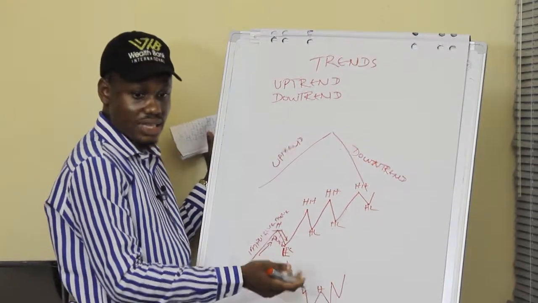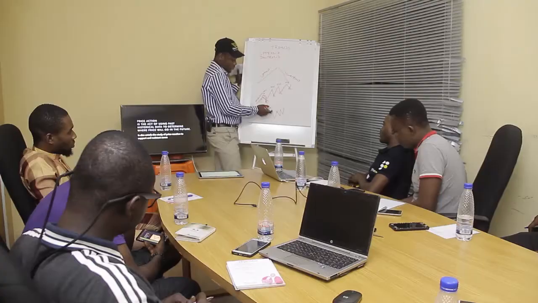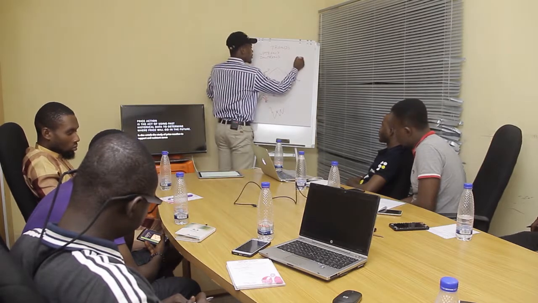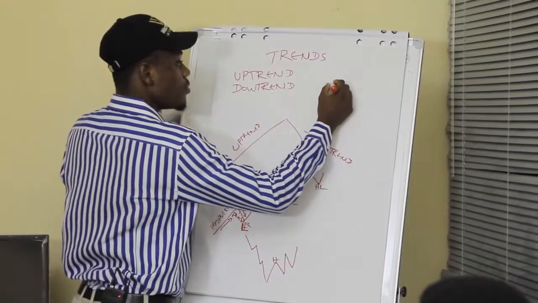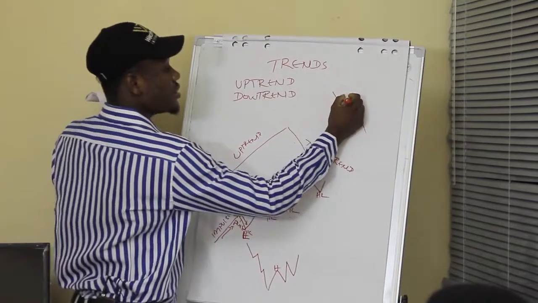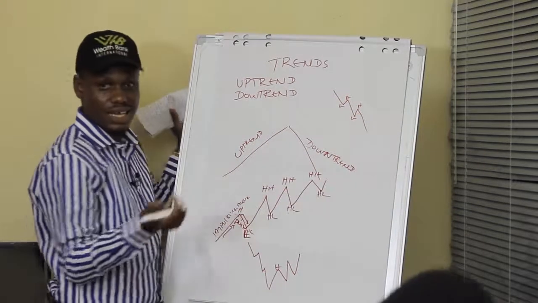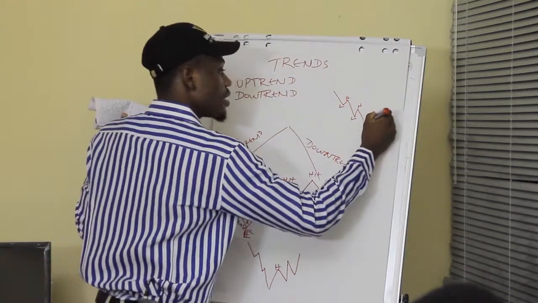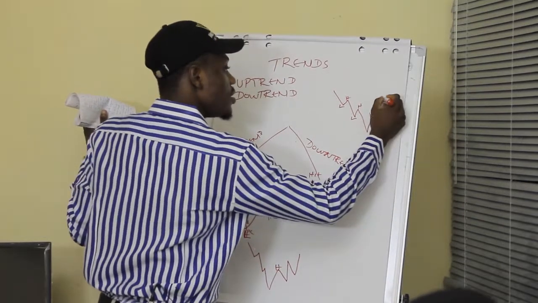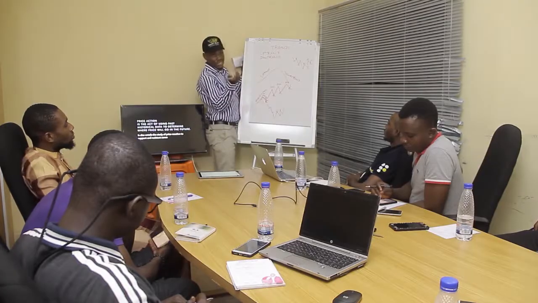All markets have highs and lows. Let me demystify this. For example, we have a downward market. Even a downward market has highs and it has lows. This is an upward market, and it also has highs and lows. All markets have highs and lows.